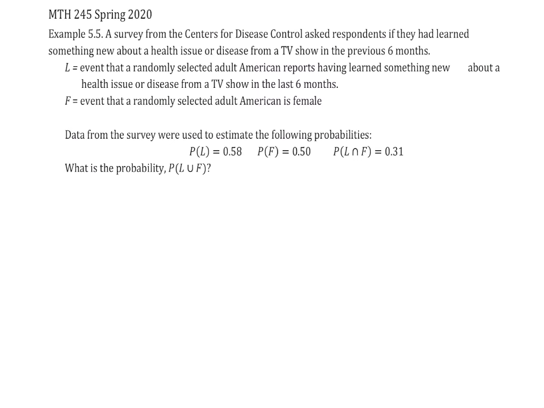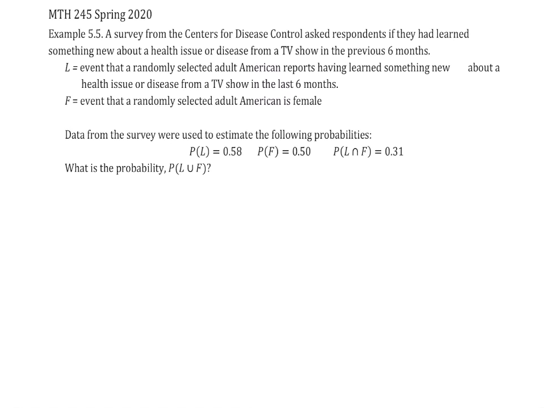I hope in the last two examples you realized how helpful that table can be for solving these problems. But a lot of times you're not going to be given a table. Like in this problem, from a survey from the CDC, they were asking respondents if they had learned something new about a health issue or disease from a TV show in the last 6 months. So we're going to let L be the event that the randomly selected adult reports having learned something new about a health issue or disease from TV.